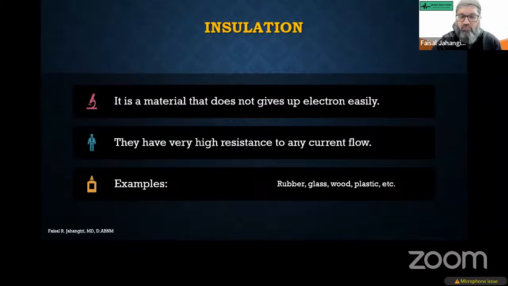Insulation is the opposite of conduction. Any material that does not give up electrons easily is known as an insulator. Glass, rubber, and wood are considered insulators.